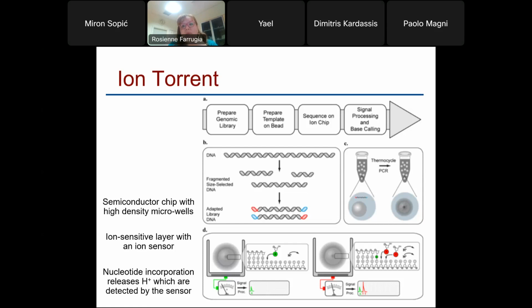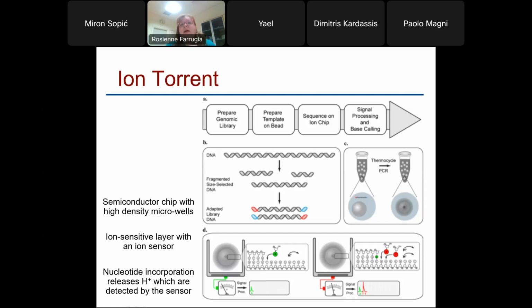Now, since the H+ released by an A, a T, a G, or a C nucleotide is still an H+, what is done with Ion Torrent technology is that a single nucleotide is added at a time. So A is added to all the wells first. And wherever there is a free T on the template DNA, the A will be incorporated, an H+ is released, and a signal detected. Other fragments where the first free nucleotide is not a T, but a G, a C, or an A will not incorporate a nucleotide, and there will be no signal.